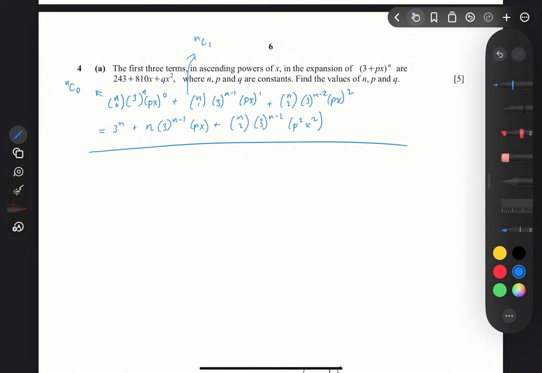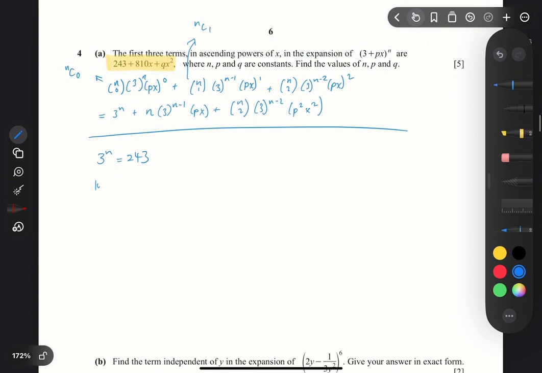Okay, so you can compare this equation with this part given in the question. So 3 to the power of n is 243. And you can use logs to figure out n. n will be 5.